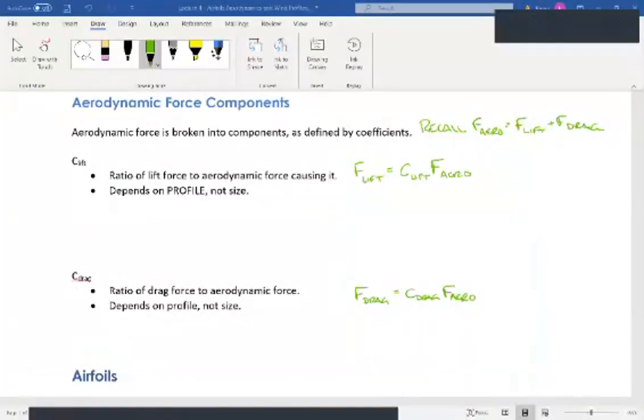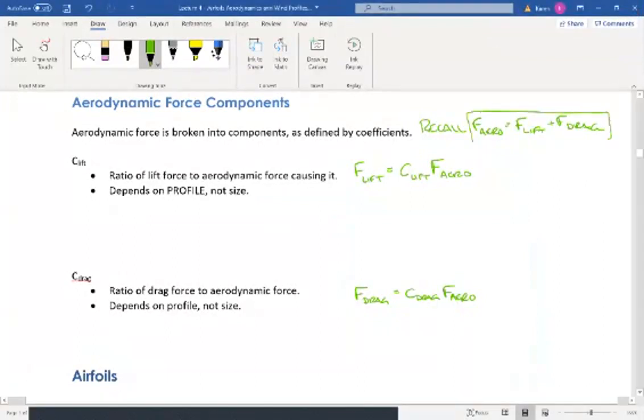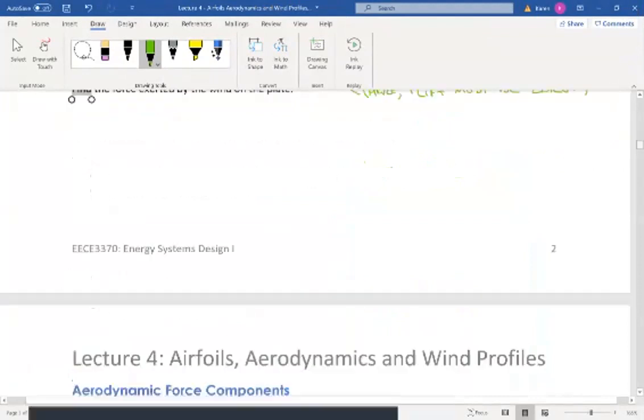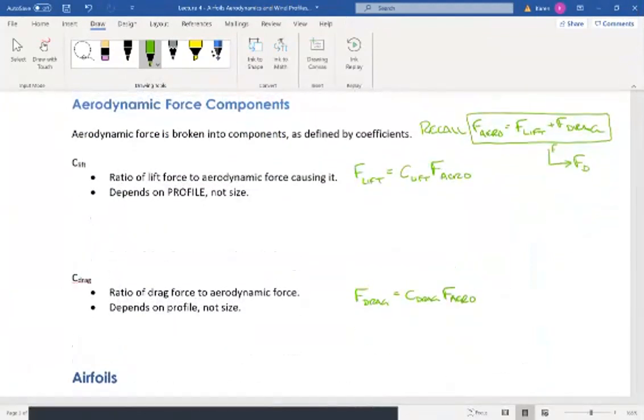So the aerodynamic force is broken into components because aerodynamic force was a combination of lift force and drag force, right? So we had F drag and F lift. And the aerodynamic force is the vector addition of those two.